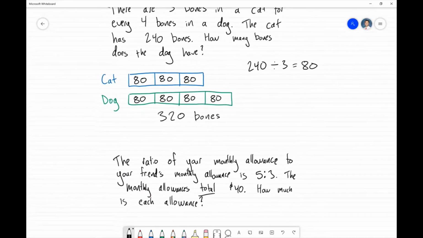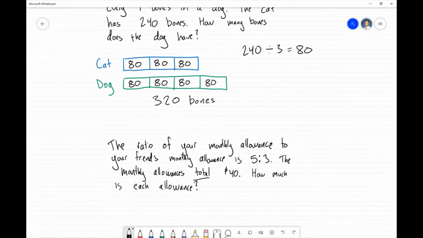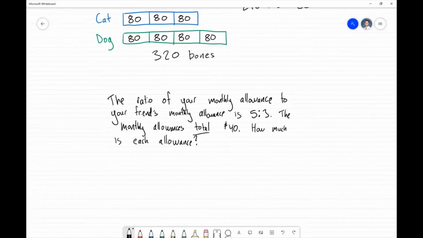Now, let's look at another one here. So this question says the ratio of your monthly allowance to your friend's monthly allowance is 5:3. The monthly allowance is total $40. How much is each allowance? So this time we know that the total amount for both your allowance and your friend's allowance is $40. So let's look at how we could use a tape diagram here.